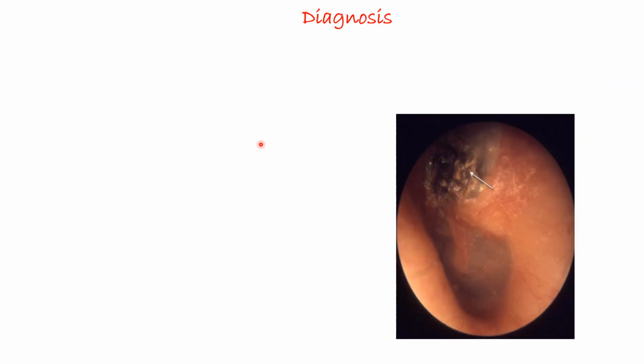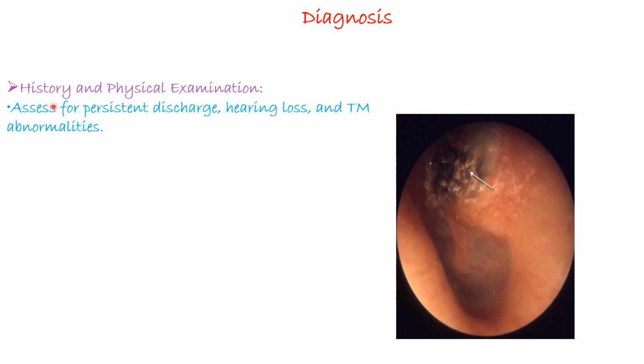For the diagnosis, the patient will come in and you'll have to do history and examination. They'll come in with a history of foul smelling discharge, a history of previous recurrent infection, and a history of trauma, and all those risk factors you have to rule out. In the examination, you have to see: is the eardrum perforated? How is the tympanic membrane? Can we see granulation tissue on otoscopy? So assess for persistent discharge, hearing loss, and tympanic membrane abnormalities.